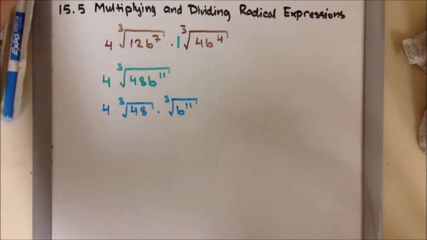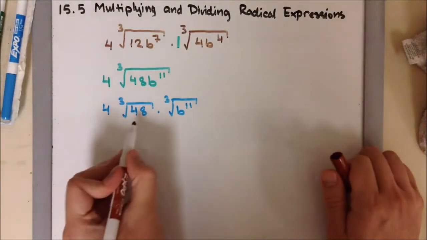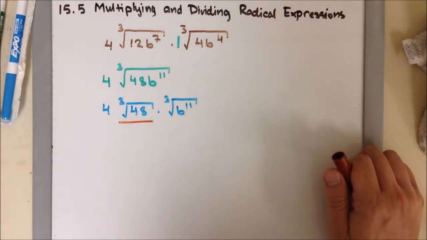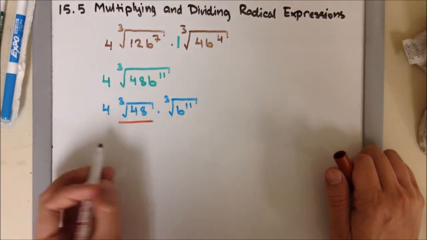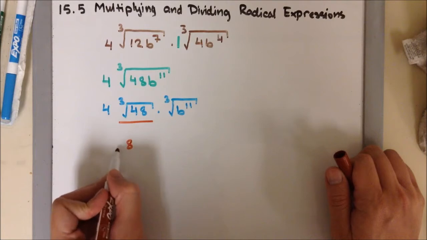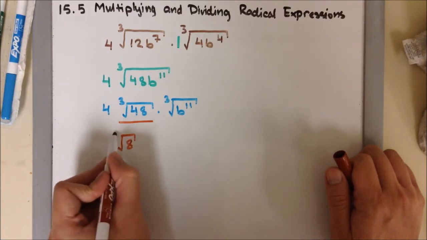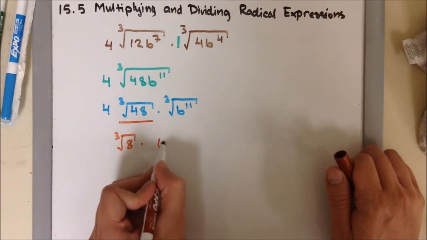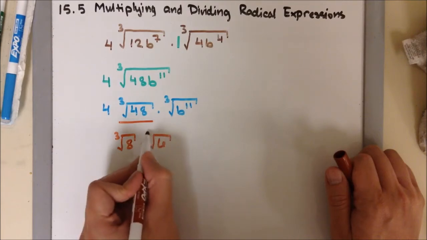Alright, next I'm going to break down the 48 where one is a perfect cube number. So for 48, I'm going to use 8. So the cube root of 8 times the cube root of 6.